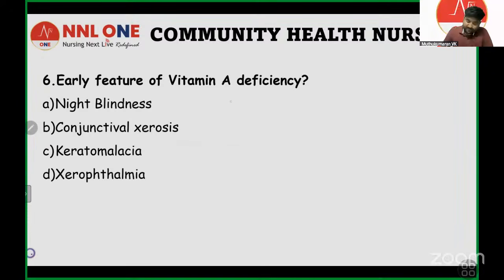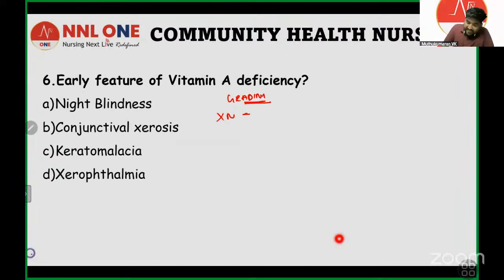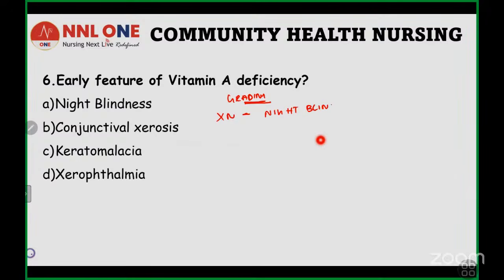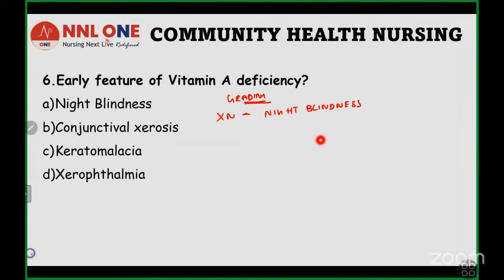So first we have to discuss the gradings. XN we are naming as night blindness. Just listen, no need to take any notes. Just listen to what I am explaining. First, we have to understand that in vitamin A deficiency we have long-standing deficiency and acute deficiency. If vitamin A deficiency is there, obviously it is going to cause blindness. Before that, we are having gradings.